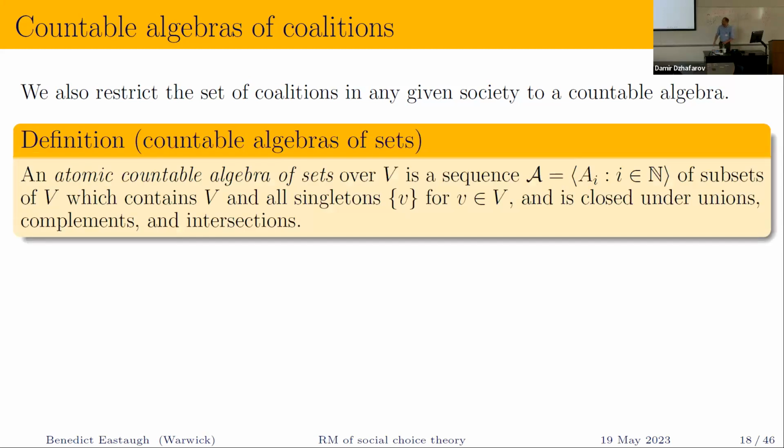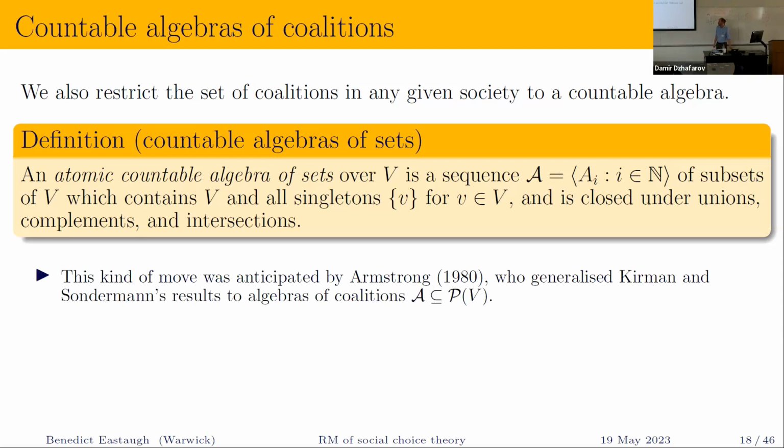Okay, so then this is just the standard definition. An atomic countable algebra of sets over V is a sequence of subsets of V, which contains V and all of the singletons, and is closed under intersection and complement and union.